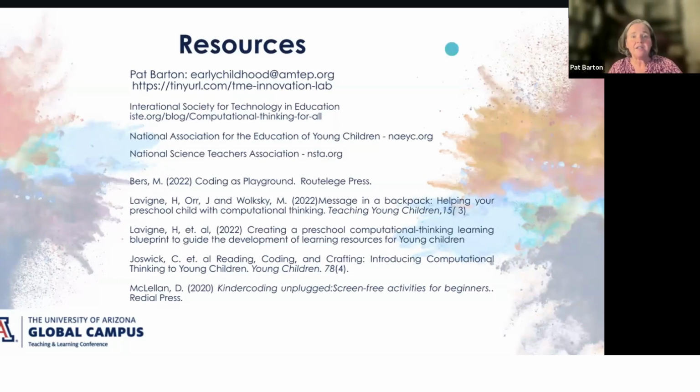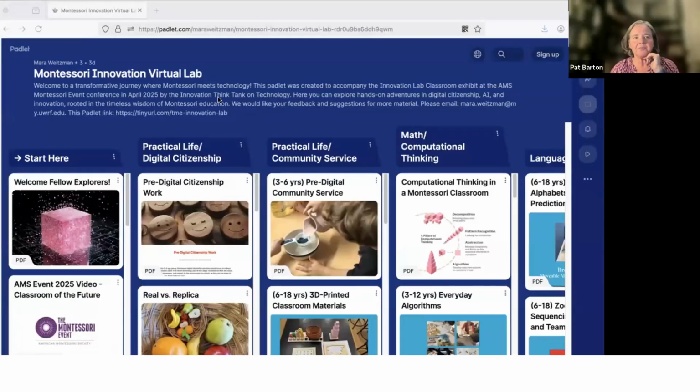And then I'm going to try and switch screens, because I want to just jump to that. So I'm going to stop sharing, and then I'll reshare when I get the other screen, so you can just take a look at the resources available from that tiny URL site. Can you see that now? The Padlet. Yes.